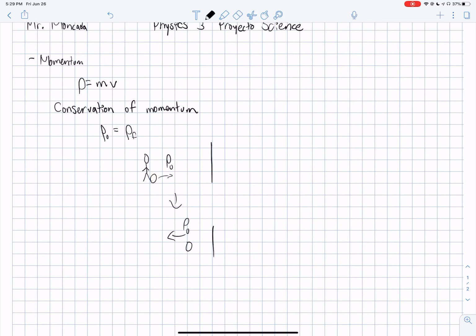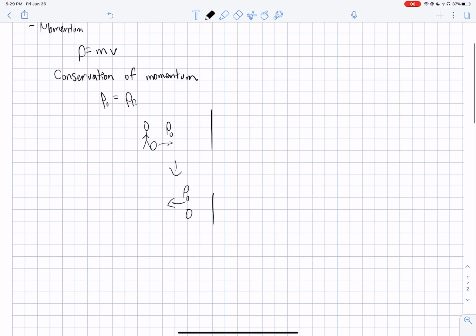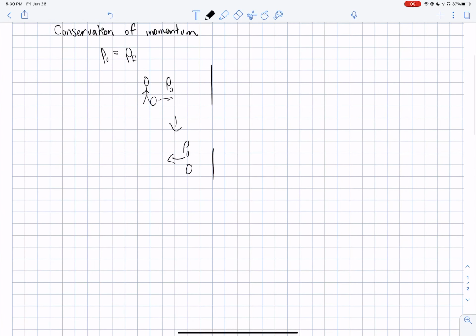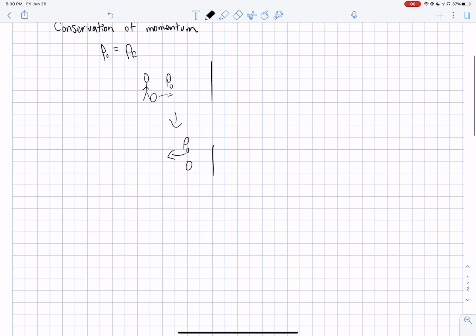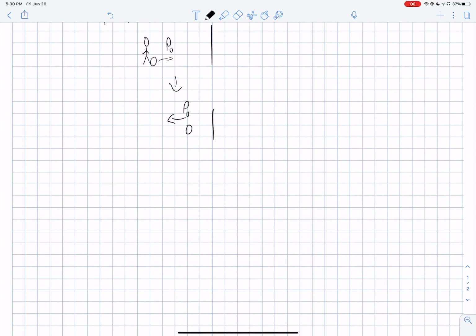Another example would be, if you've ever seen those videos of people that grab those gym balls and they run into each other and then they bounce apart. That's basically what's going on. So moving on with momentum, we showed that our initial momentum should equal our final momentum.